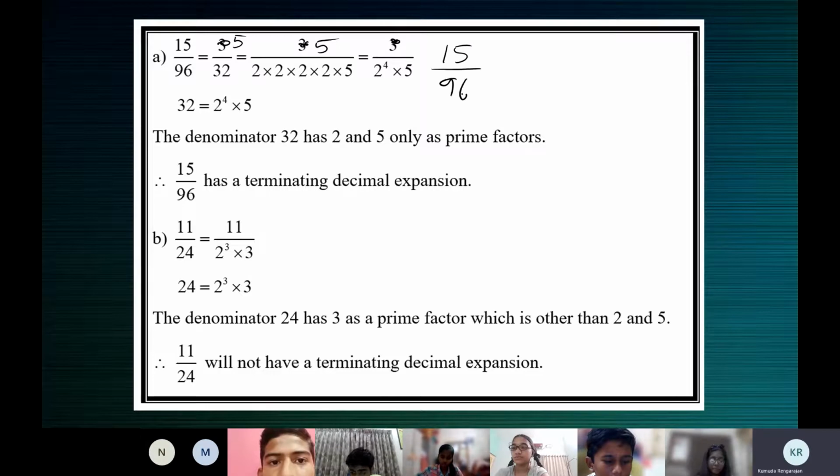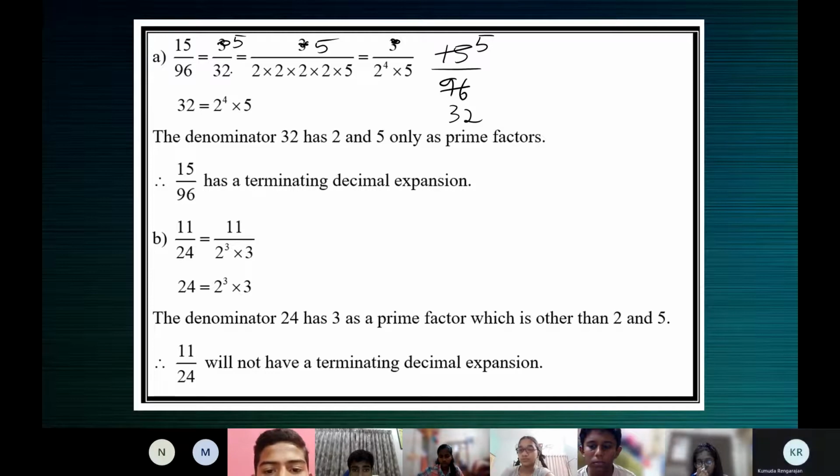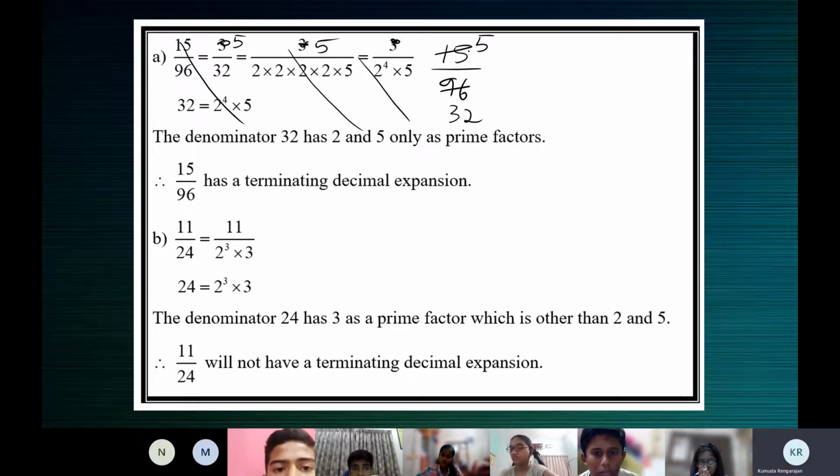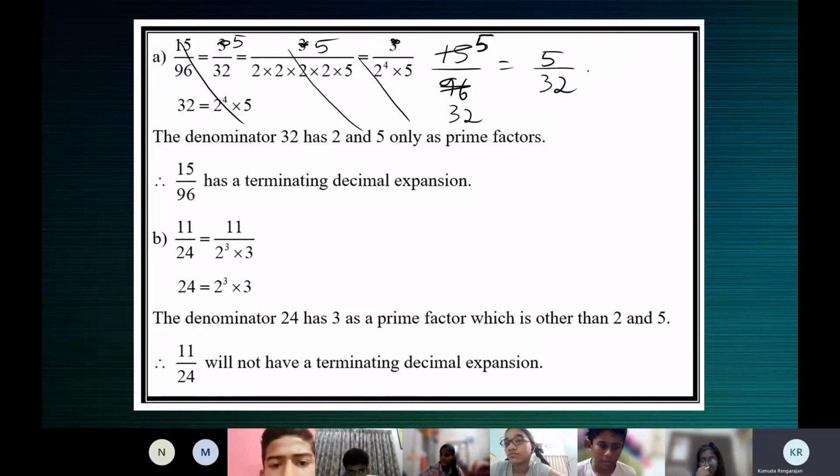Let me do it here for you. 15 by 96. First, write it in the simplest form. You can cancel by 3. So 3 5s are 15 and 3 32s are 96. I made a mistake while typing, children. Just ignore this. So 15 by 96, when you divide by the tables of 3, it is 5 by 32. And now take the denominator.